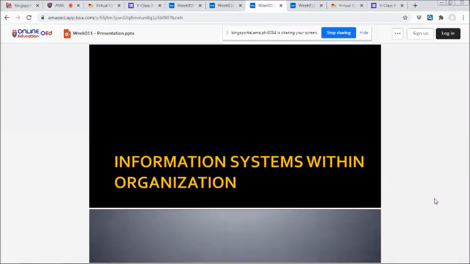So right now, our topic is about information systems within organization. The main focus of this lesson is on how students will understand the application of information systems in organizations. This course builds on that knowledge and focuses on the organizational environment in which information systems are used and the business problems they can help solve.